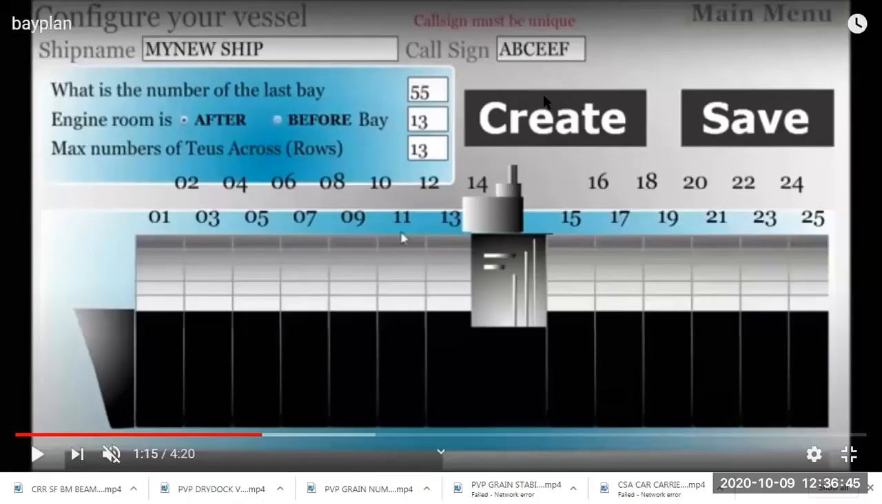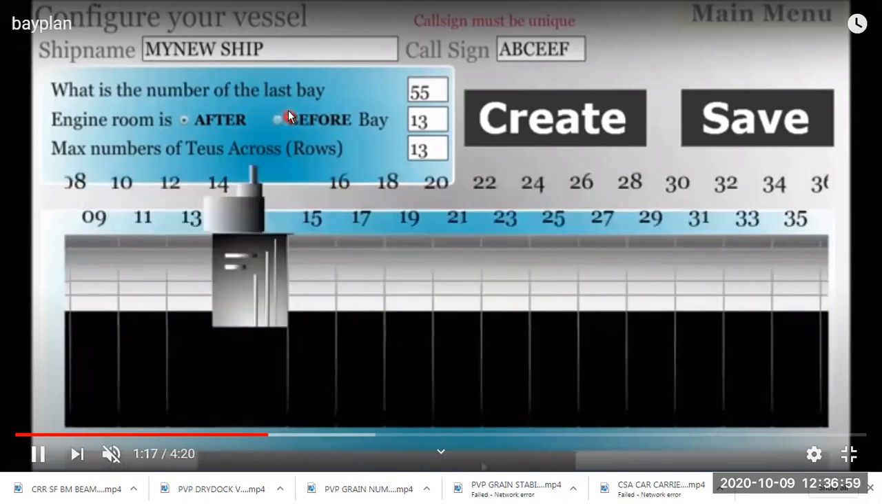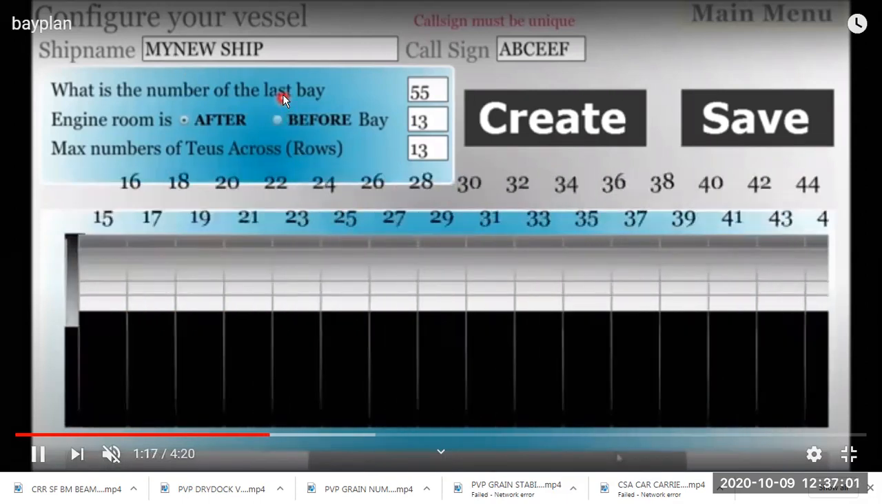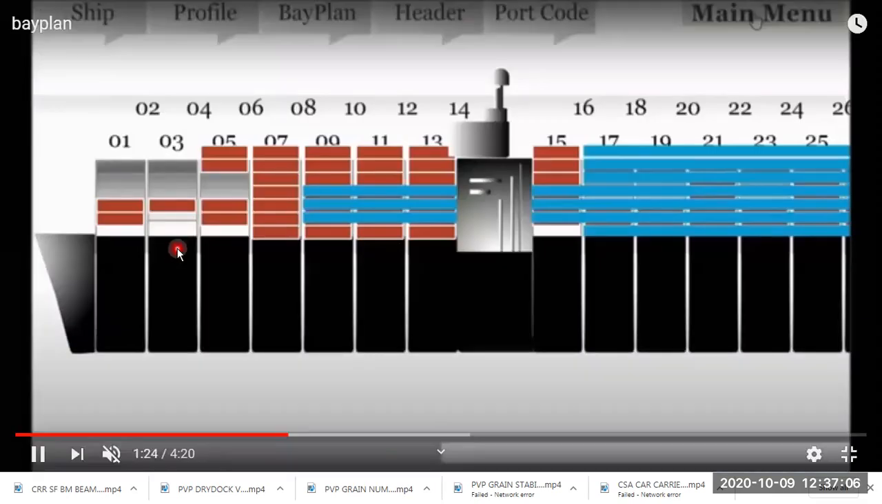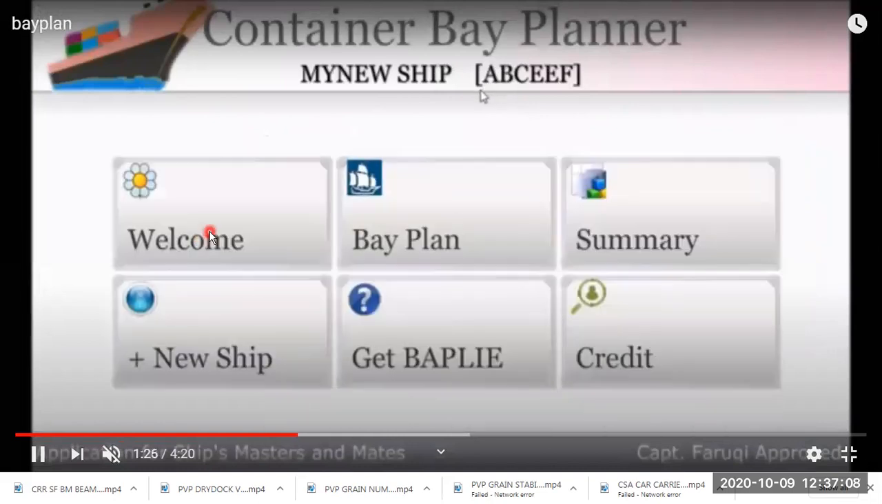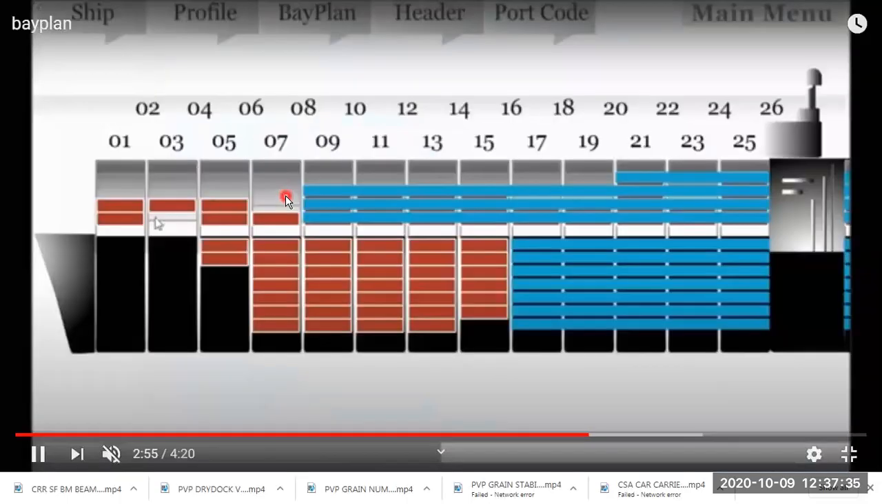So this is how you enter in a Lodicator. You enter the number of bays, rows, and tiers, and after the engine room and before the engine room, and like this it will be shown, and then you start placing the containers in the bays and all. This is how your bay plan will look in your Lodicator or planner. So let's see. So these are the bay plans, and this is how different containers are placed and marked.